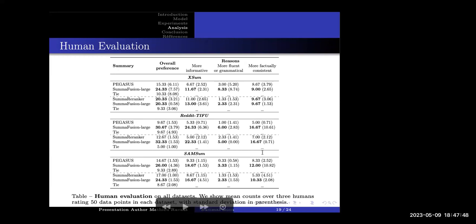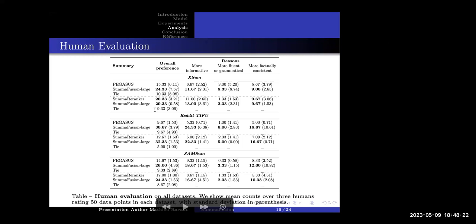We can see that SummaFusion versus Pegasus is quite a large difference. SummaFusion is strongly preferred, especially on Reddit, for instance. Given the difference in ROUGE that we've seen before, that's definitely not surprising. Usually large ROUGE score differences correlate well with human judgment. On Exam, the ROUGE difference was much smaller, but we still see a sharp difference in terms of human evaluation.